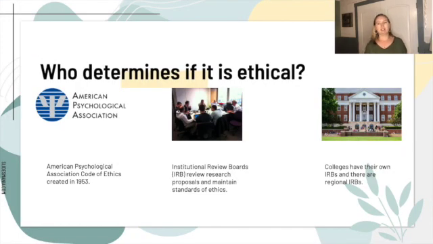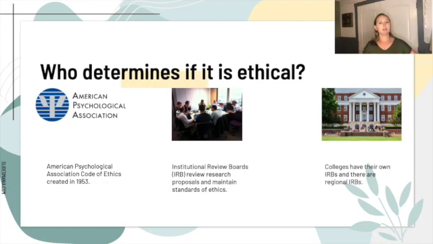So who determines if it's ethical? Who says, yes, you can do this, and no, you can't do that? The big one is the American Psychological Association, otherwise known as the APA. They created a code of ethics in 1953 that we still adhere to. It's 4 or 5 basic principles that all research is held to that standard of ethics.